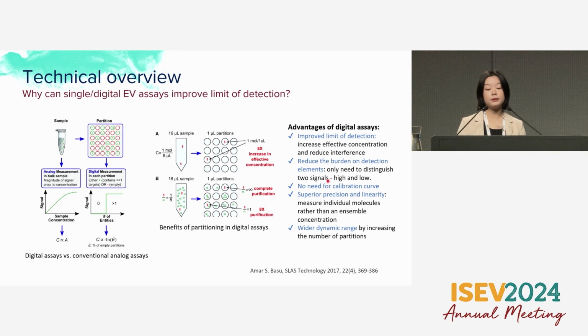Besides the improved limit of detection, there are other advantages of digital format assay, such as they reduce the burden on the detection element. There is no need for the calibration curve like this because your quantification is only based on counting. And they can provide improved precision and linearity, as well as a wider dynamic range.